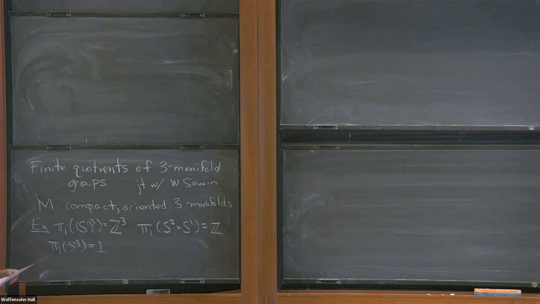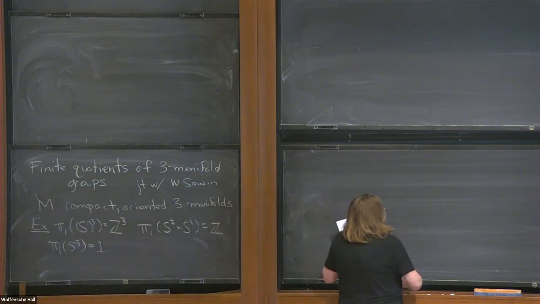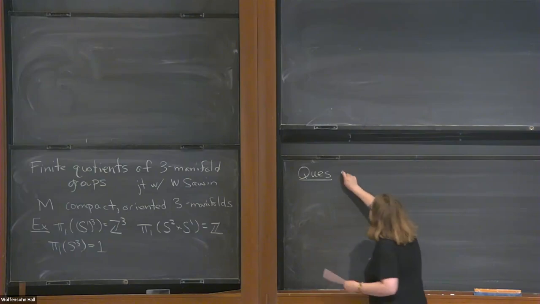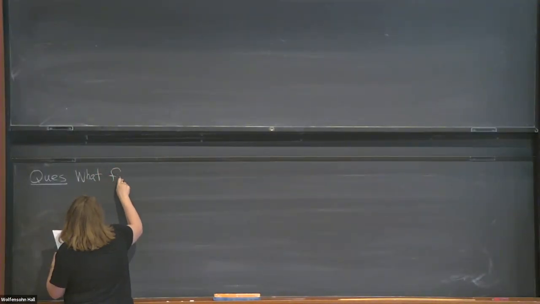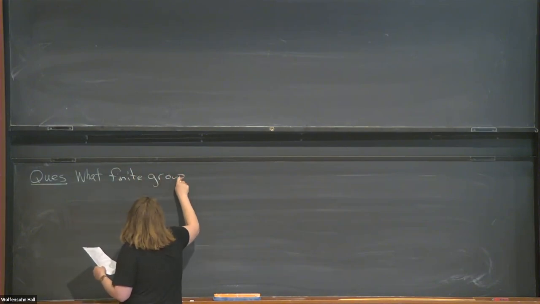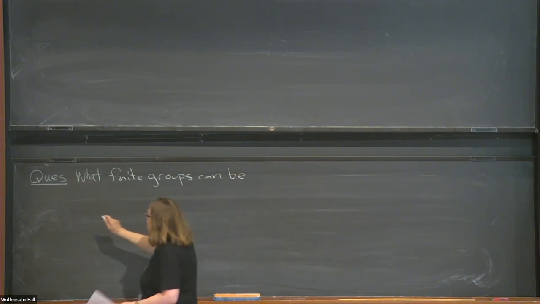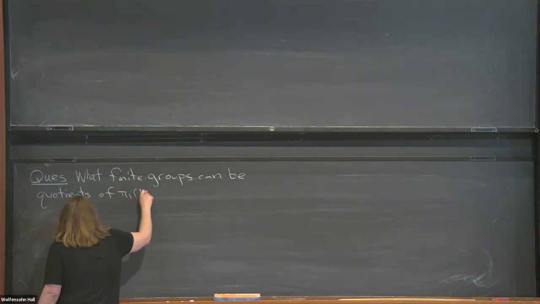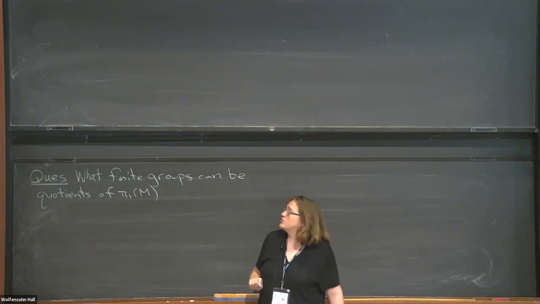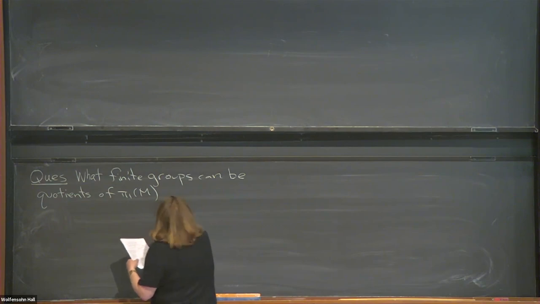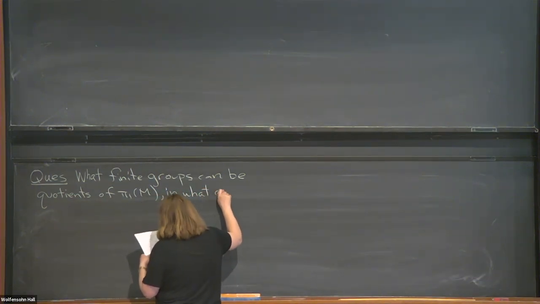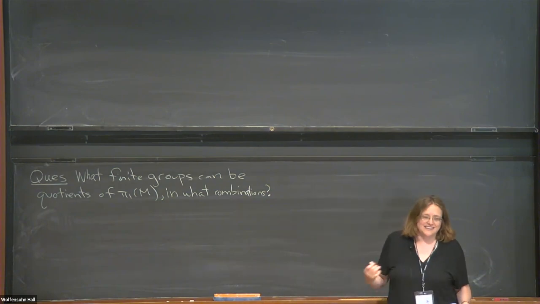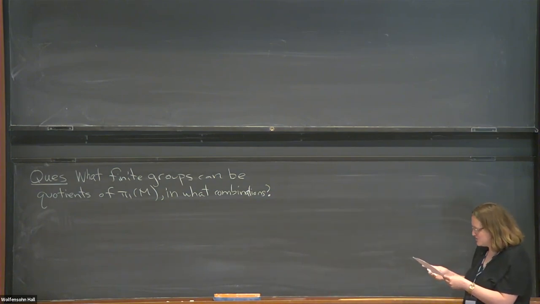And the kind of question I'm going to ask is, what finite groups can be quotients of pi 1 of M, so the fundamental group of some 3-manifold, in what combinations? All right, and I'm going to make this question more precise as I go along, but that's just the sort of motivating question.